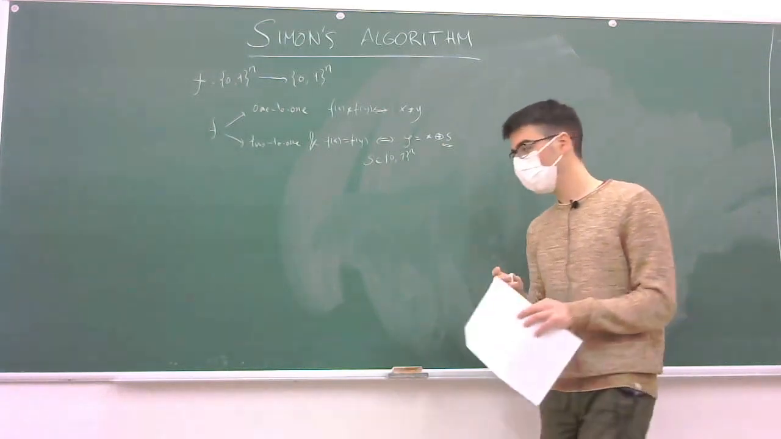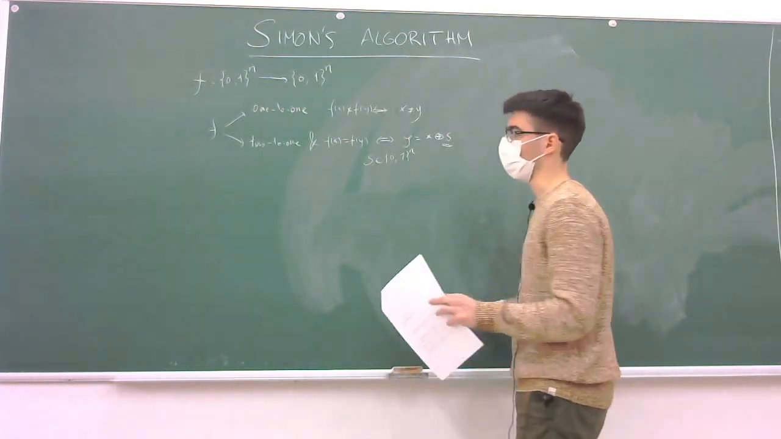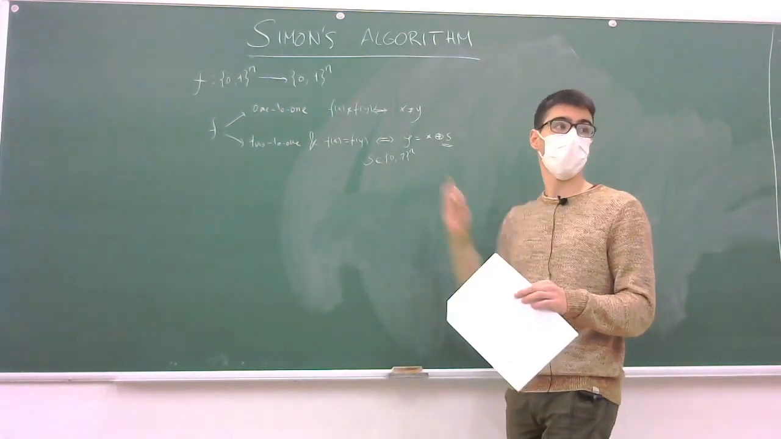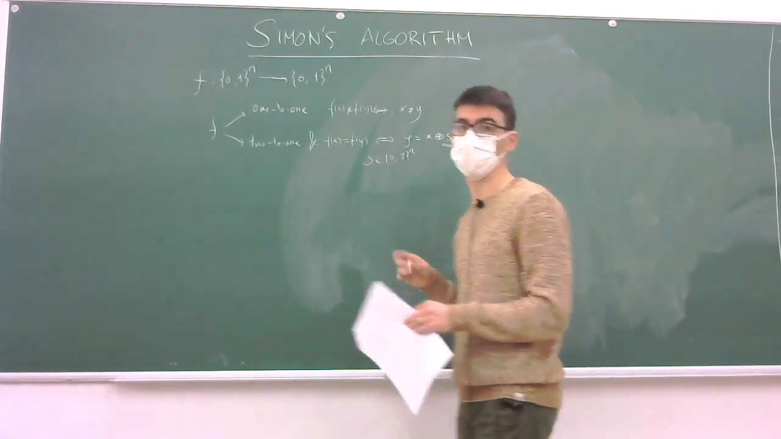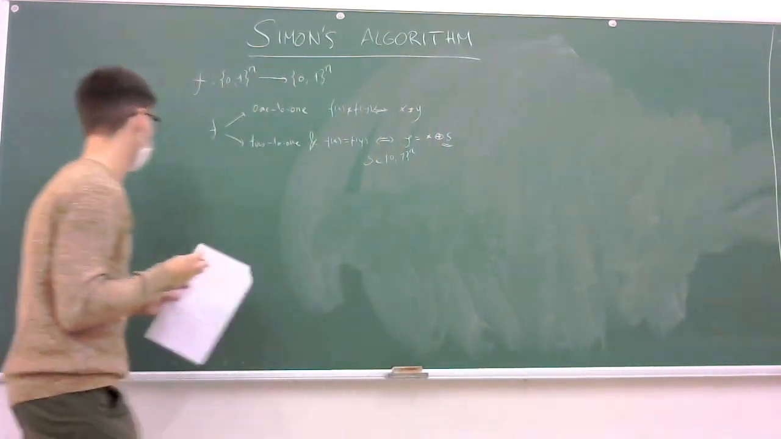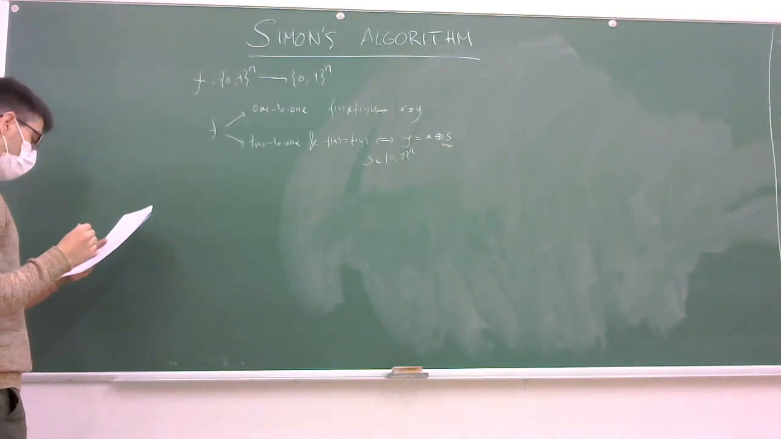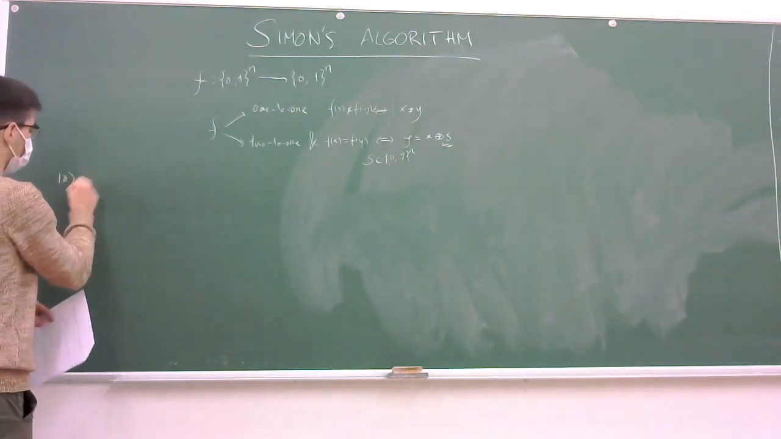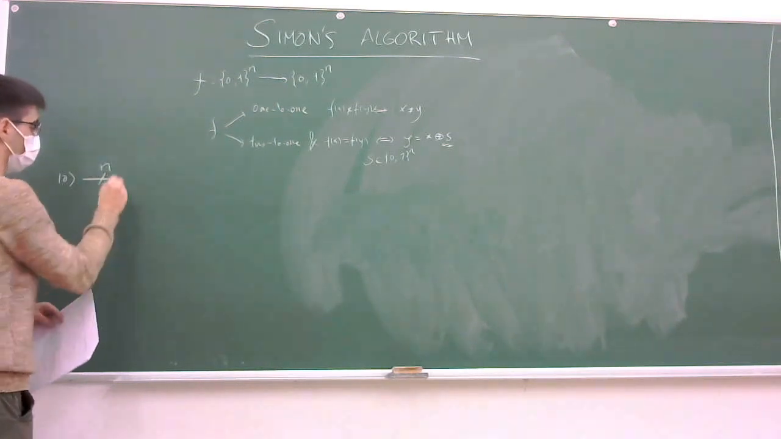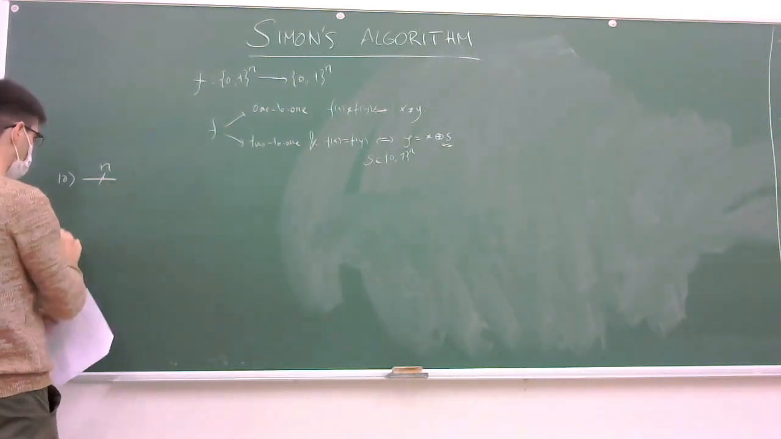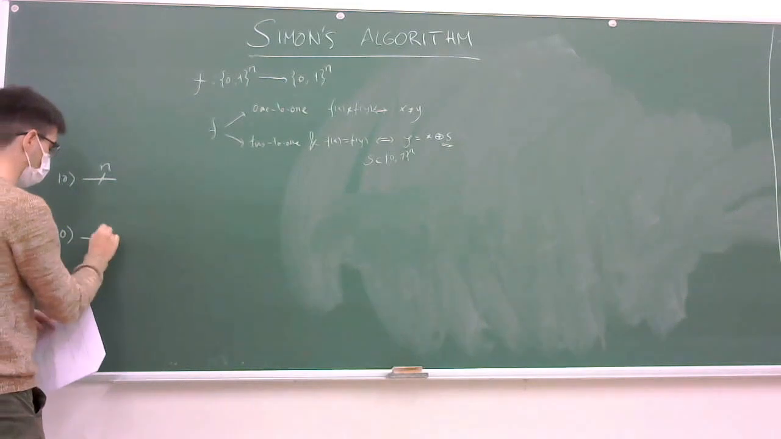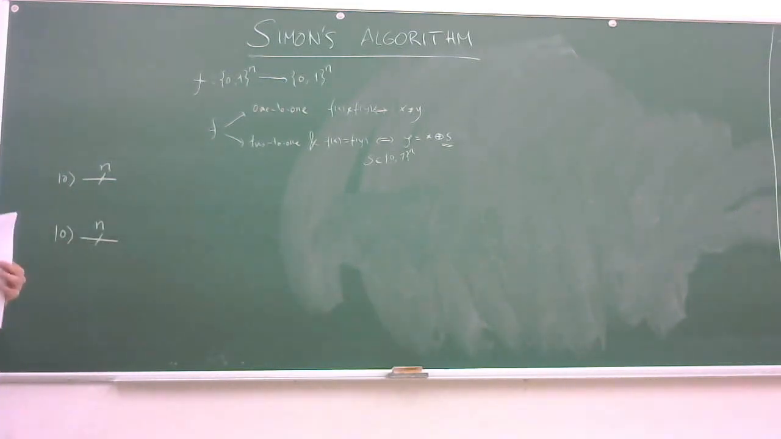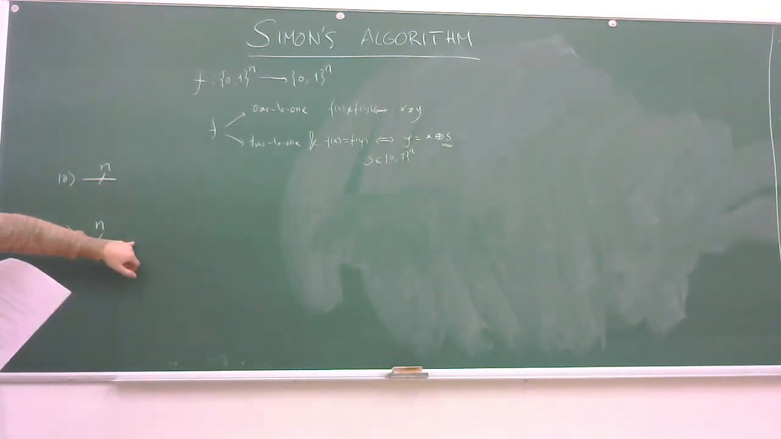Okay, and now we will briefly see the circuit first, and then see what the action of this circuit is in our initial state. So we have two registers. One we will use for the input, and the other one we will use for the output. Both of them have n qubits.